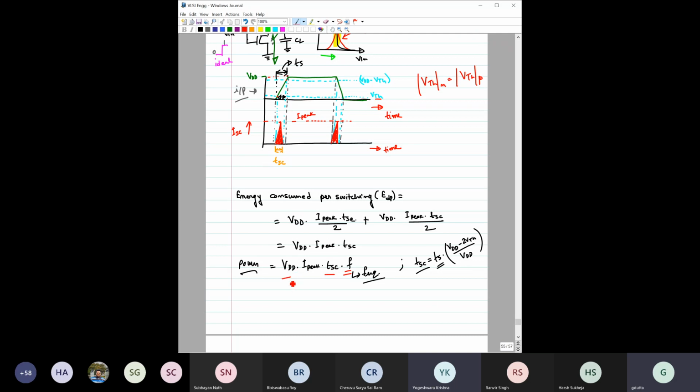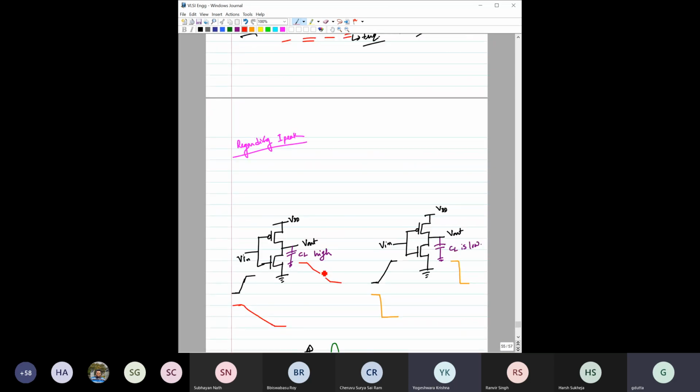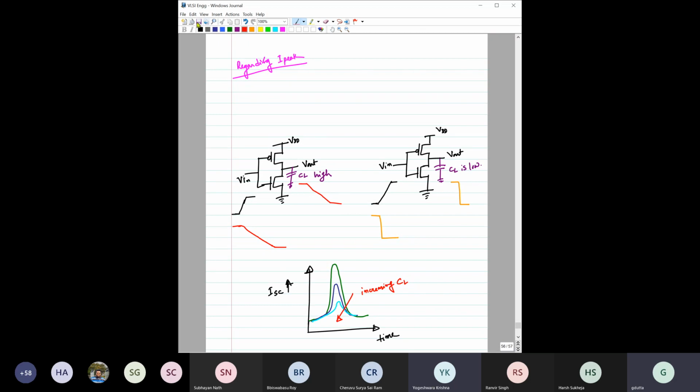V_DD, obviously, if you reduce V_DD, the power consumption reduces. That is obvious. And here the relation is linear. The power is proportional to V_DD, not like the earlier case. In the earlier case, P dynamic was proportional to V_DD square, right? But here the power is proportional to only V_DD. And the other thing is this I peak.